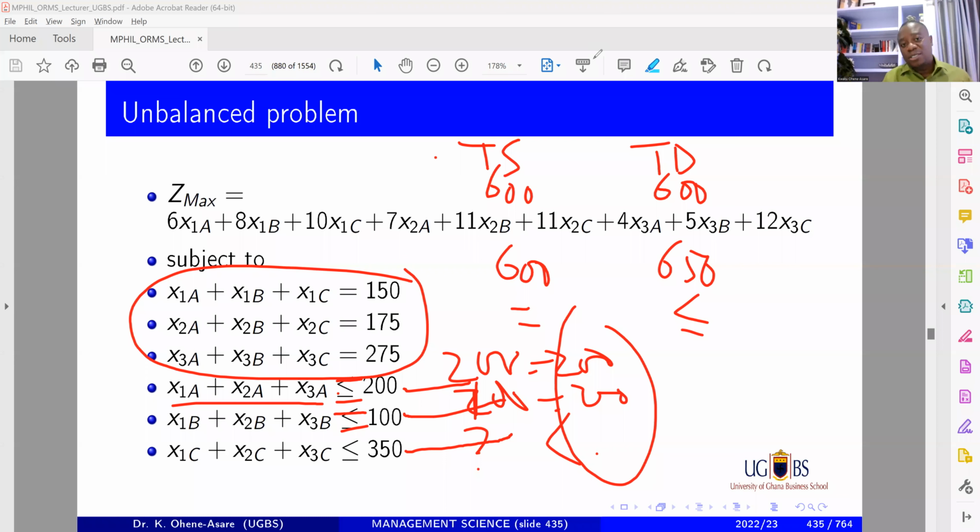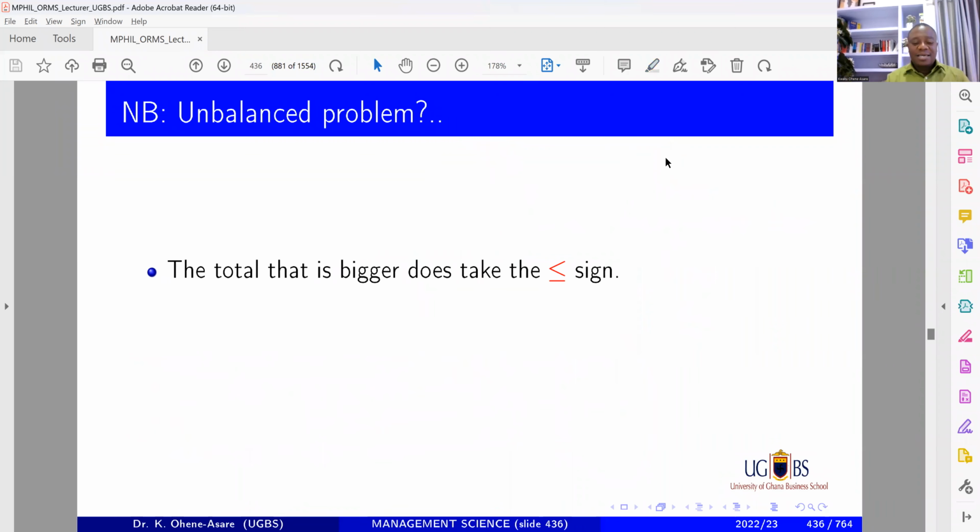But that's intuition. So the rule is that the one that is always having more, the bigger, should have the what? The less than or equal to sum. That's the rule. That's basically it. So you formulated this. Once you've done all the formulation nicely as we have done here, once you've done everything nicely here.